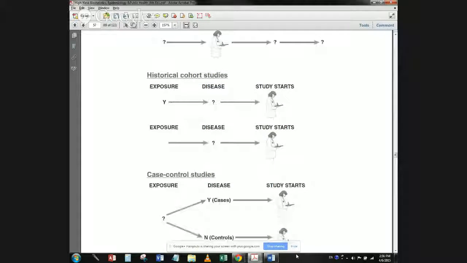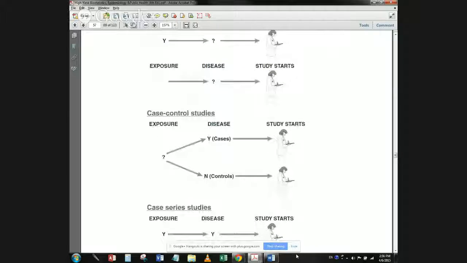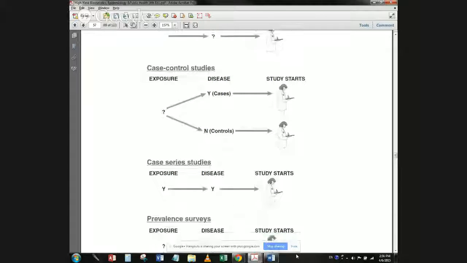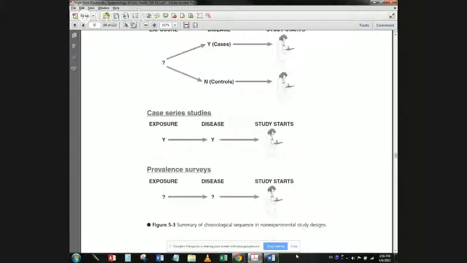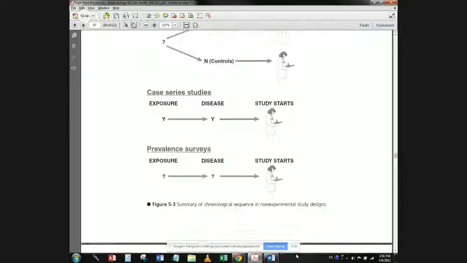And then you have these case control studies where the study will start and you would look back at the diseases and you will look at, okay, so these people had the disease and this seems like the cause of the disease. So let's follow this through now and see if this exposure is going to cause disease in more people. And then you have case series studies where you start with the study and then you say, okay, this is a disease and definitely this is exposure, I believe. And finally, you have prevalence surveys where you just walk around and you just say, okay, so you have the disease and this is what the exposure was. Okay.